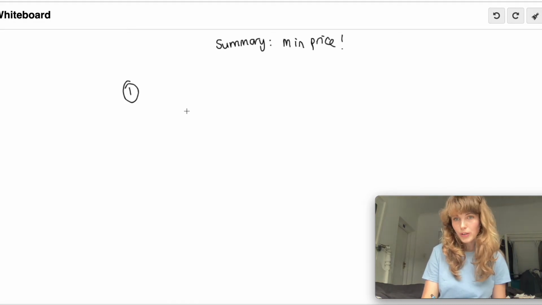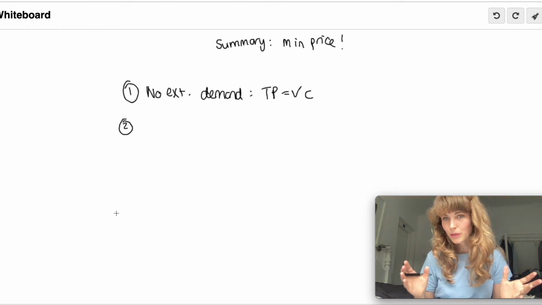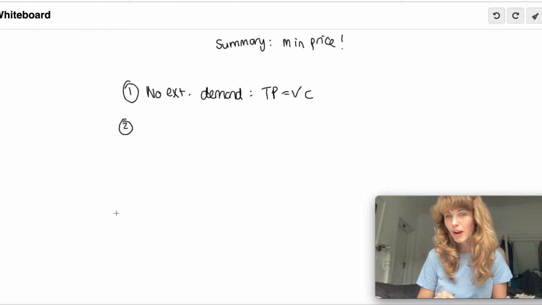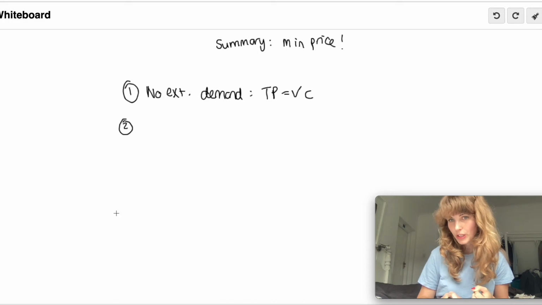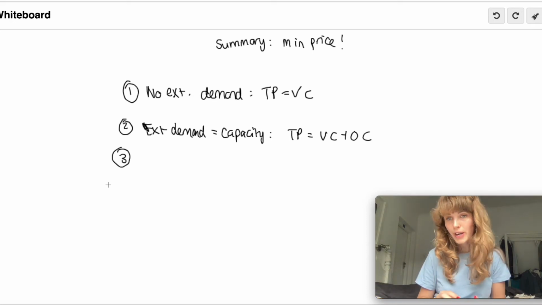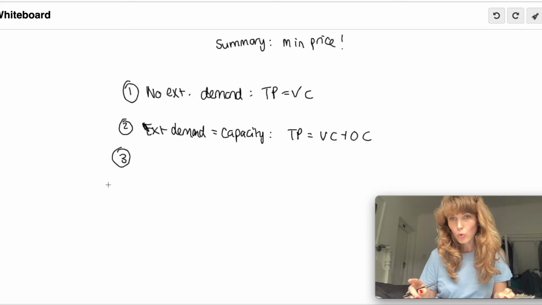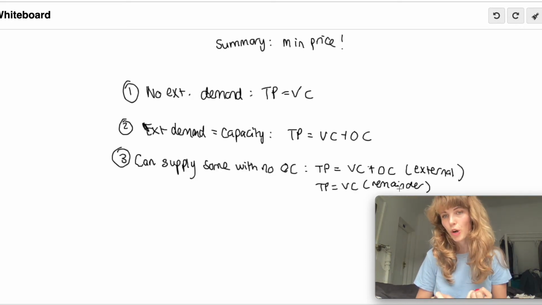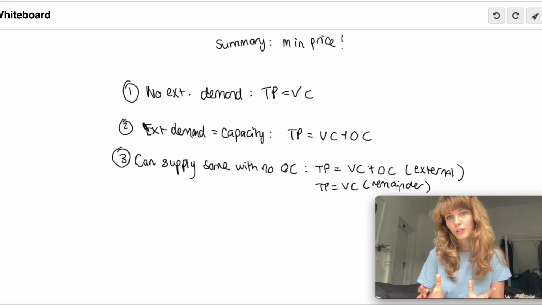When we have no external demand, our transfer price is equal to our variable cost to cover the cost of production. When our external demand equals our capacity, our transfer price is equal to our variable cost plus our opportunity cost for the full range. And then when we have a capacity constraint, but we can still supply some units to our division without giving up external demand, then we have a range of minimum transfer prices as follows. So your transfer price is going to be the variable cost plus the opportunity cost for the full external demand, and the remainder is just going to be the variable cost.